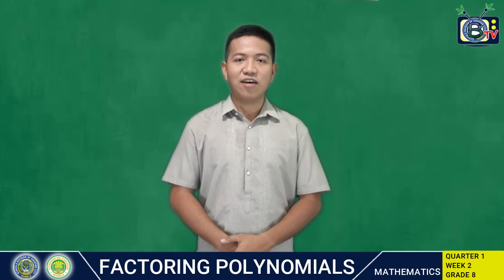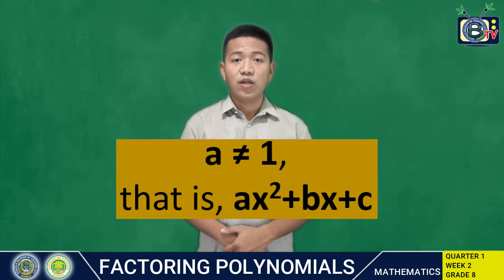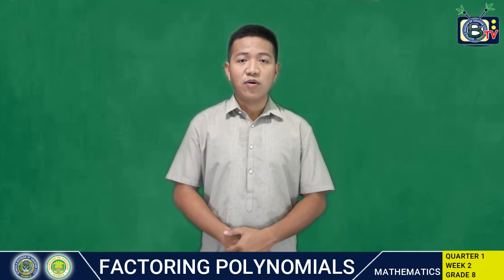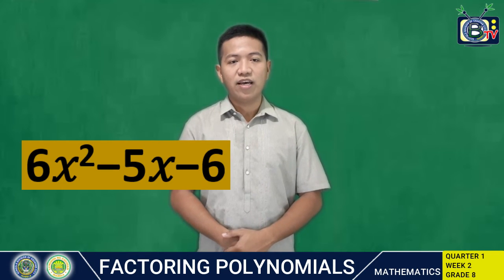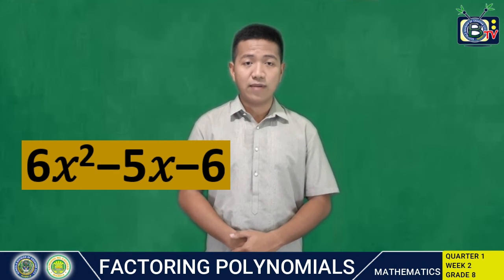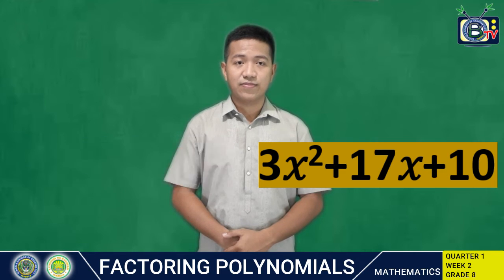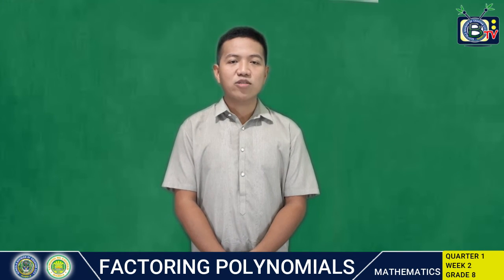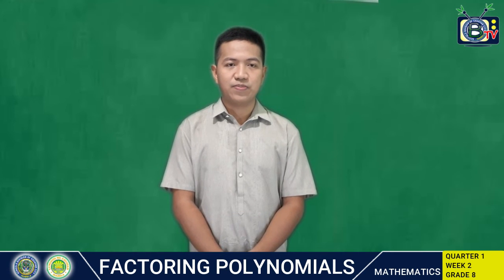Let us discuss the second classification of general trinomial, ax squared plus bx plus c, where a is not equal to 1. Now, consider factoring trinomials in which the coefficient of the squared term is other than 1, such as the following: 6x squared minus 5x minus 6 and 3x squared plus 17x plus 10. Trinomials of these forms also have two binomial factors, in which you need to consider the ax squared term, the bx term, and the c term in getting the two binomial factors.